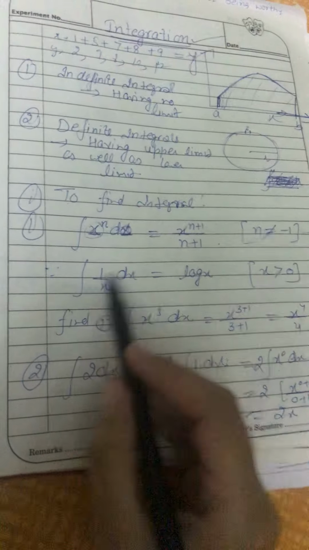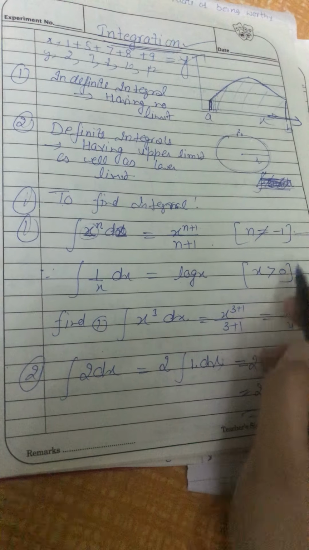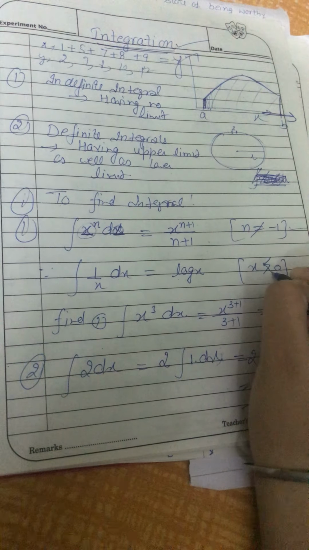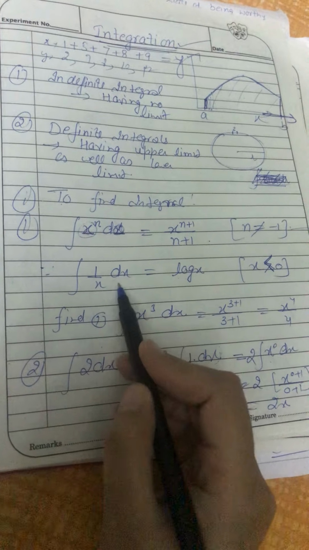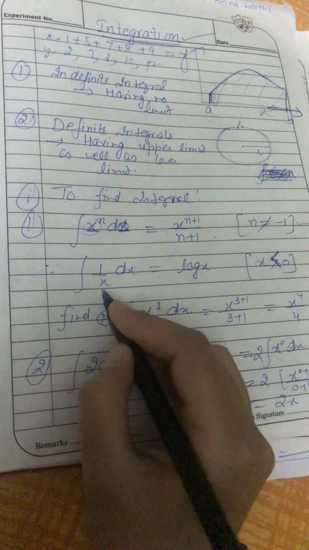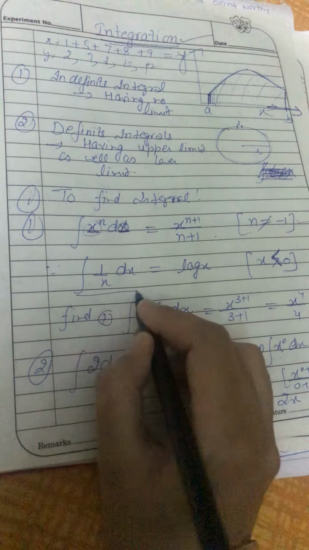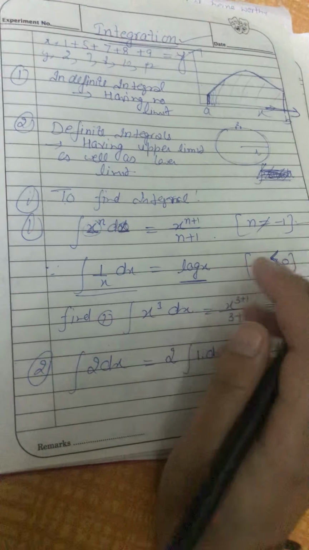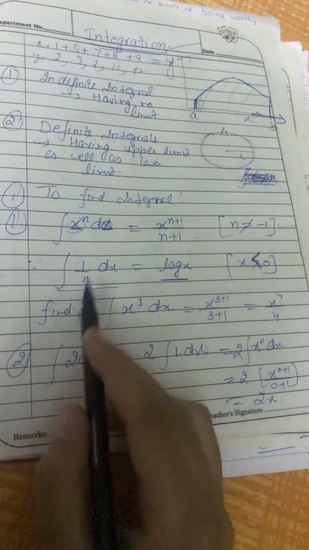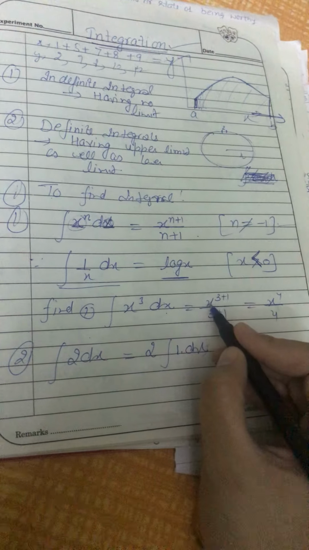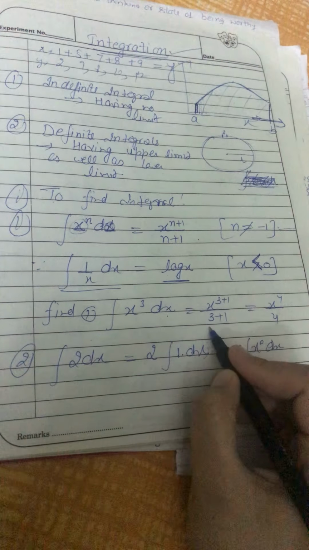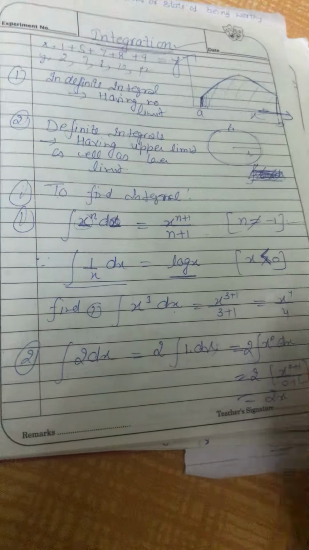For positive power, we will take the function and add 1 to the power, and divide by the new power. And for the negative case, when x is less than 0, that is 1 upon x dx, then the integration of this function will be log x. It is okay. So for example, to find the integration, we have the function x cube dx. So we will simply do x raised to 3 plus 1 upon 3 plus 1, x raised to power 4 upon 4.